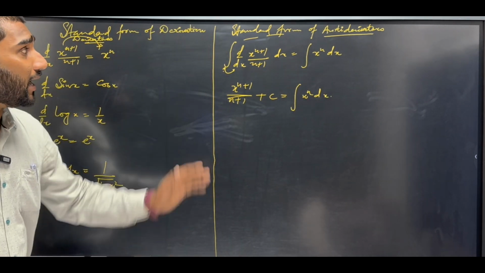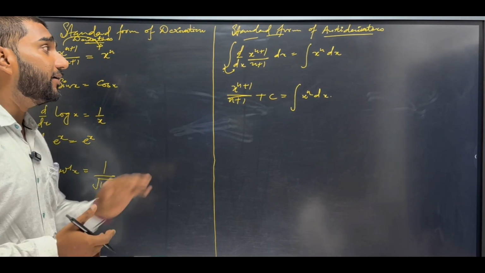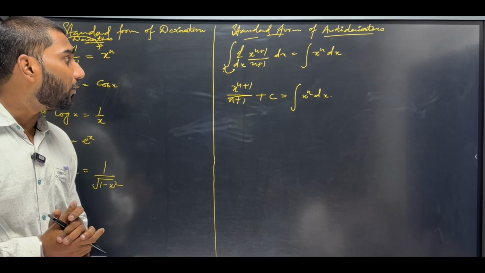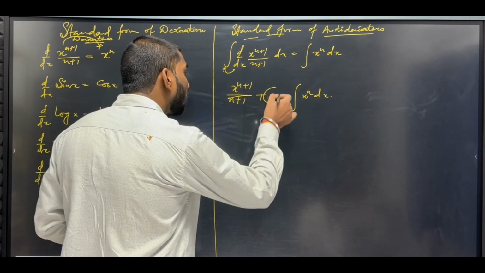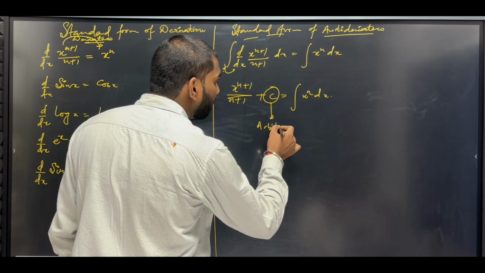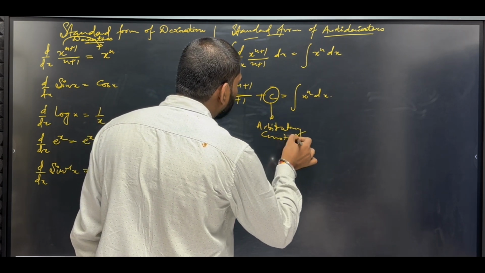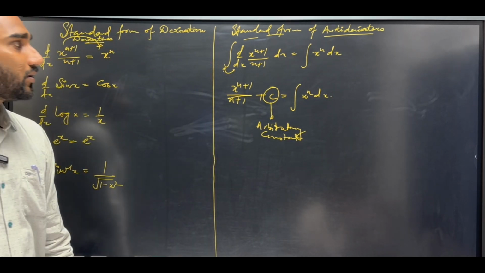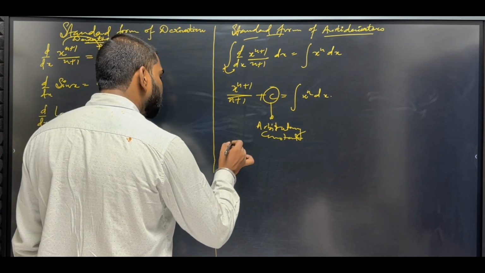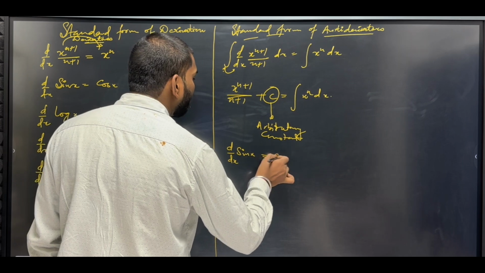This is called the antiderivative of the given function, x to the power n, and the integration of that is x to the power n plus 1 upon n plus 1 plus c. Sir, what is that c called? That is called the arbitrary constant. What is an arbitrary constant? For example, take another function: d by dx of sine x is equal to cos x.